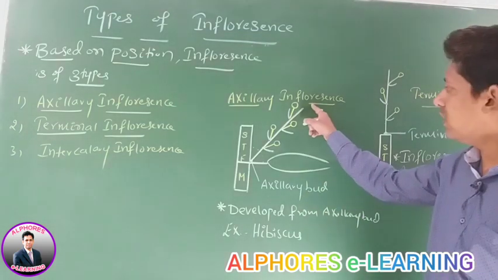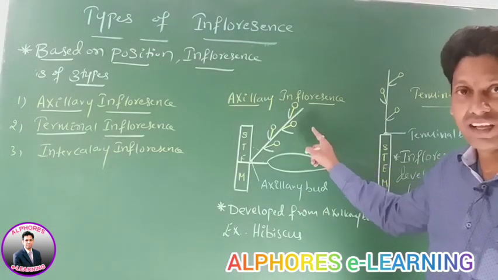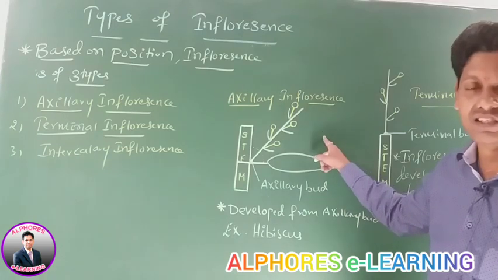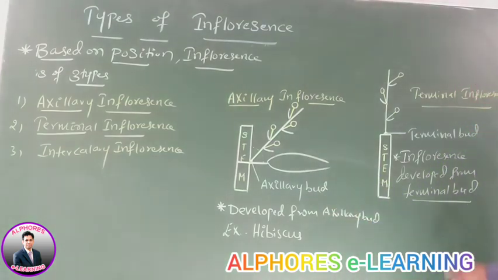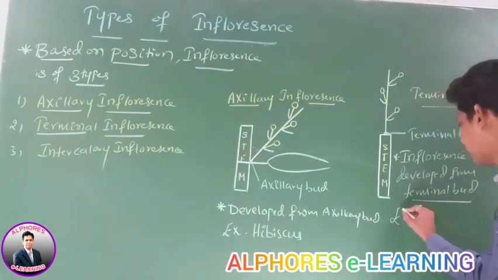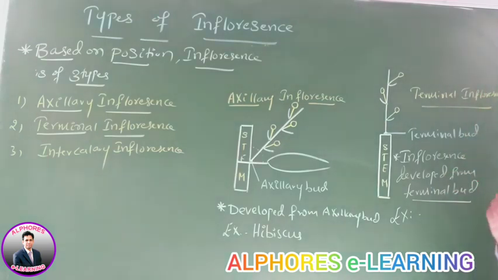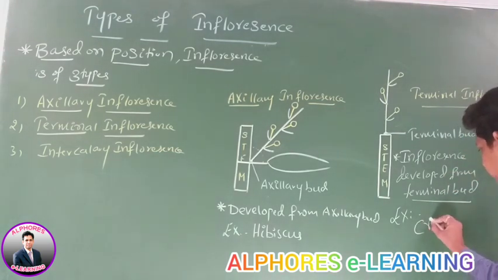Axillary inflorescence is what in position? Axillary in position. This inflorescence is axillary in position, whereas a terminal inflorescence is what in position? It's terminal in position. Is it okay? Terminal inflorescence examples I am writing.